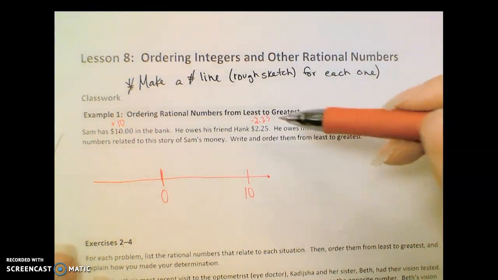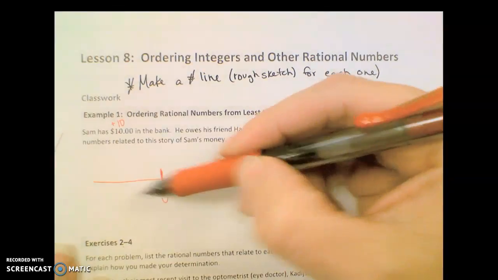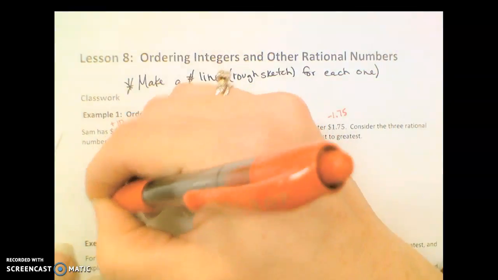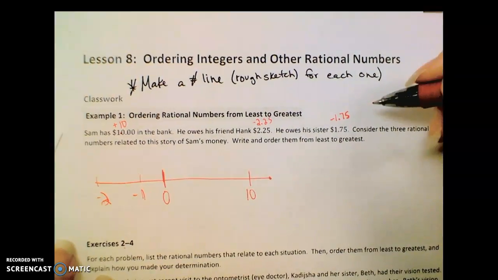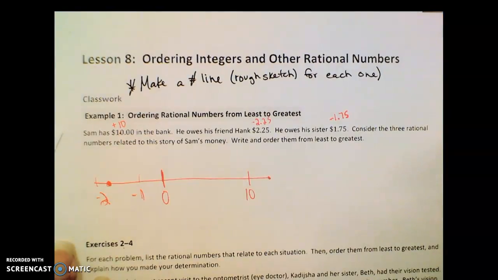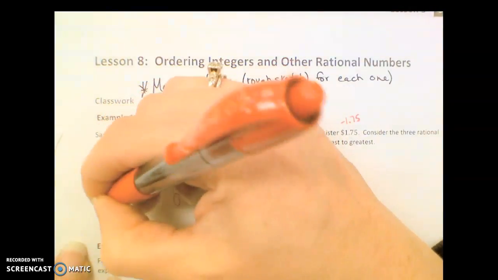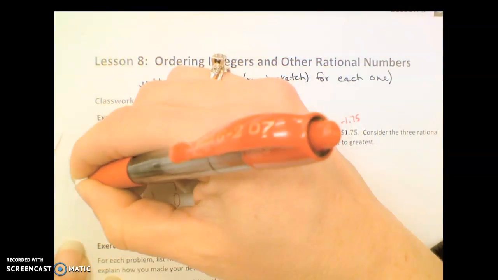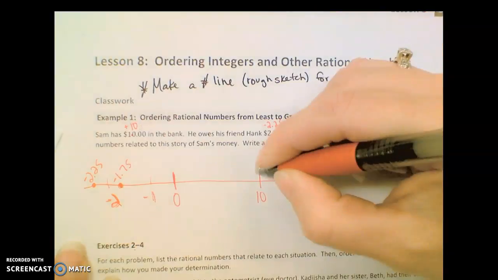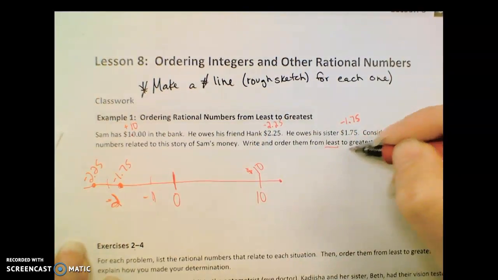Negative $1.75 and a negative 2.25. If I'm thinking about my 0 here, it would go 0 and then negative 1, negative 2. So negative 1.75 is going to be a little bit closer to negative 2 than to negative 1. And then negative 2.25 is just going to be a little bit past negative 2. So here's negative 2.25, negative 1.75, and $10. So now I can order them least to greatest.